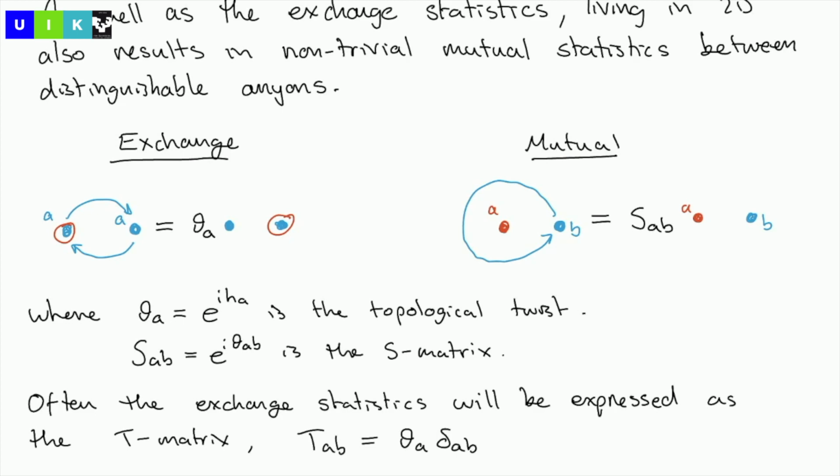Sorry, I think what I mean is mutual statistics is just trivial for fermions and bosons. Yes, so if we're in 3D, then this doesn't really make sense. This is always going to be trivial. But now we're in 2D, this can also be a non-trivial process where you drag something around. You end up back in the same configuration, but the process of going around this particle A can lead to a non-trivial phase. Okay.